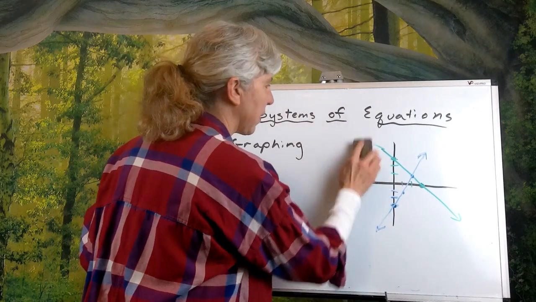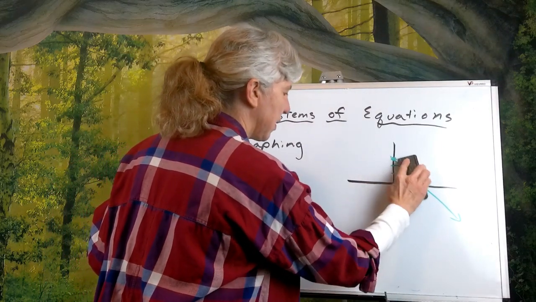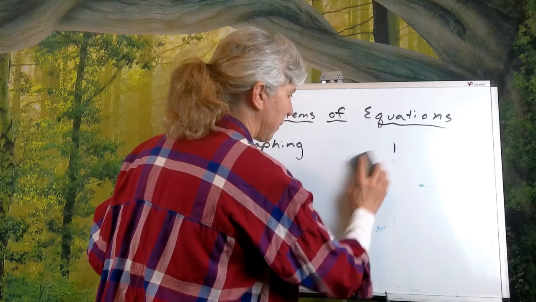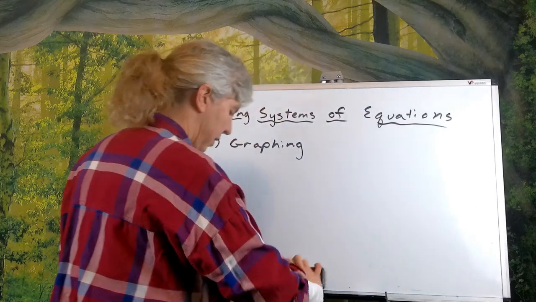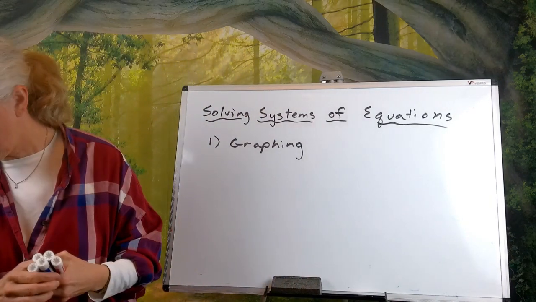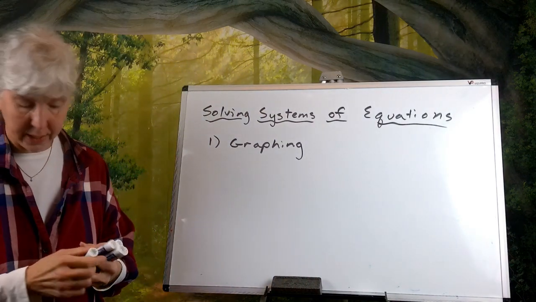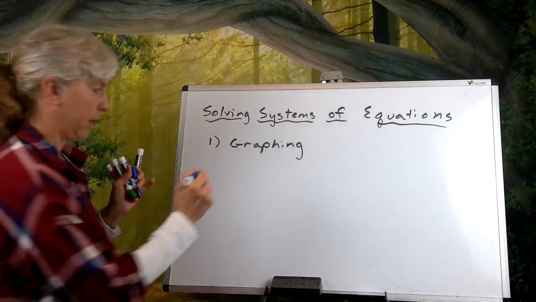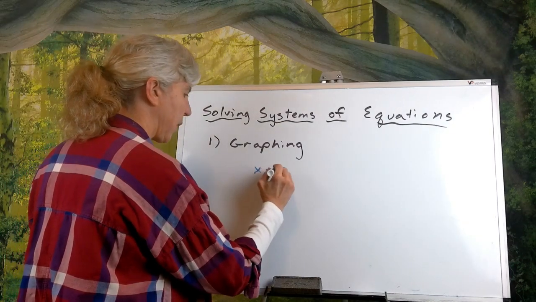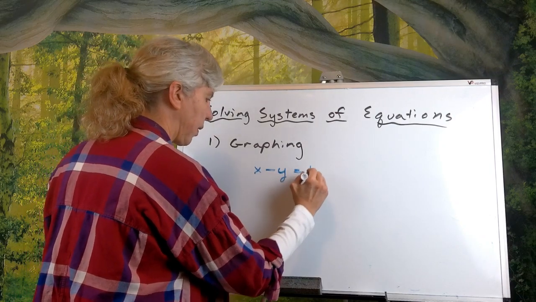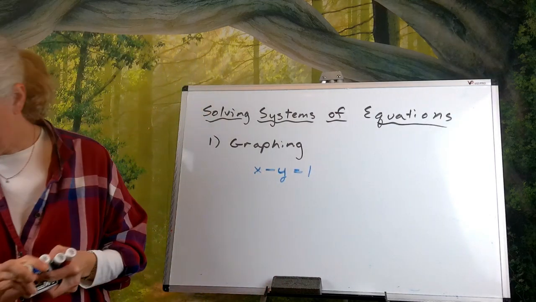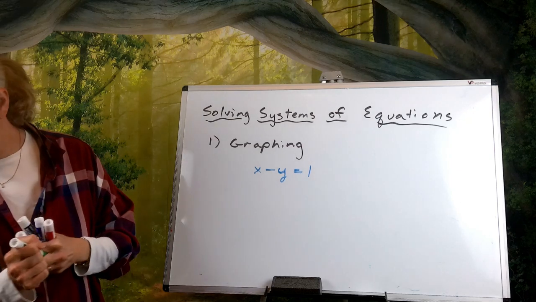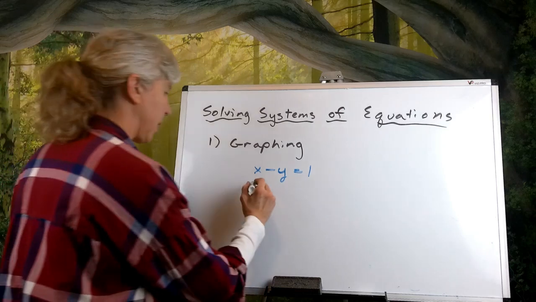So I'm going to keep my grid here. Now I'll draw it again. All right. So my first example, and again, I'm solving by graphing, so I'll do it with a line, which is x minus y equals 1, and a parabola of y equals x squared minus 5x plus 4.